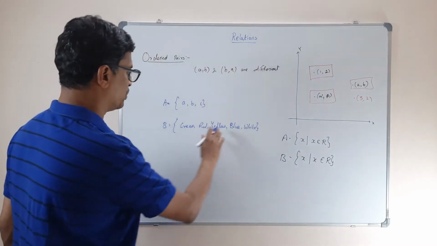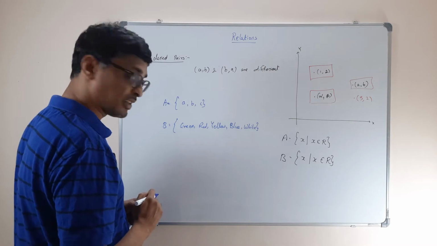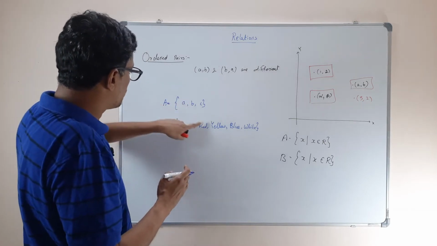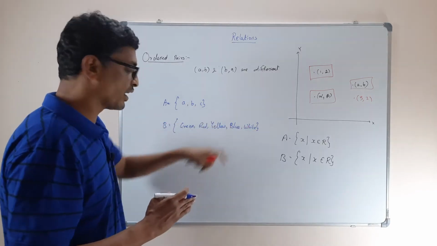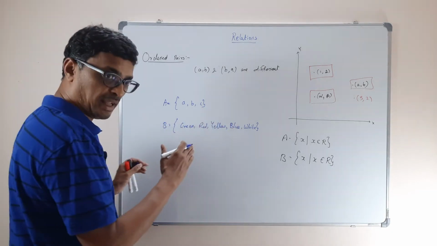Okay, 1, 2, 3, 4, 5. So here also you can form ordered pairs. Am I right? Because A can wear green or blue or red, anything. And similarly, B also can wear anything. C also can wear anything. So we can actually form a set of ordered pairs.